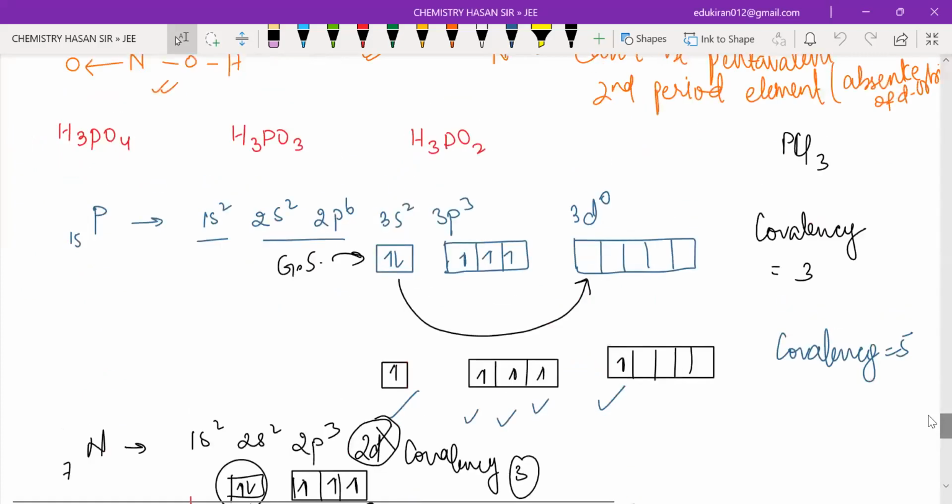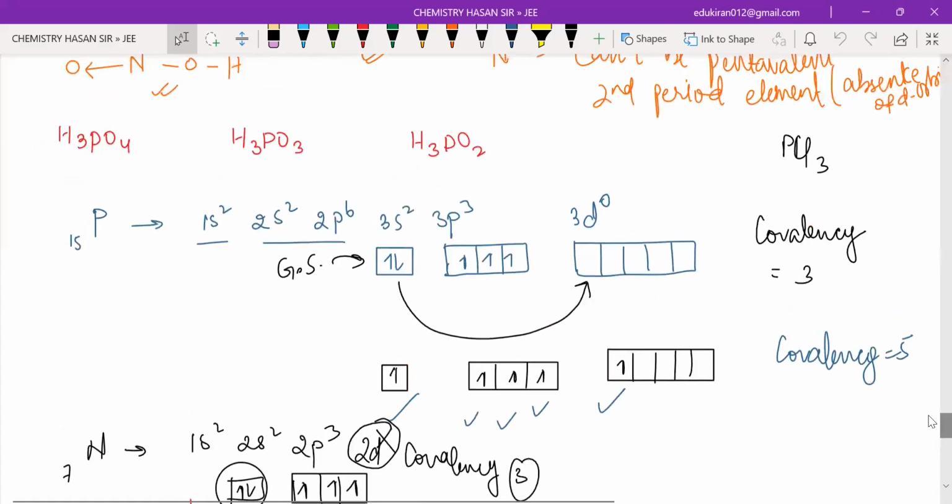To draw the structure of inorganic compounds having a single central atom.